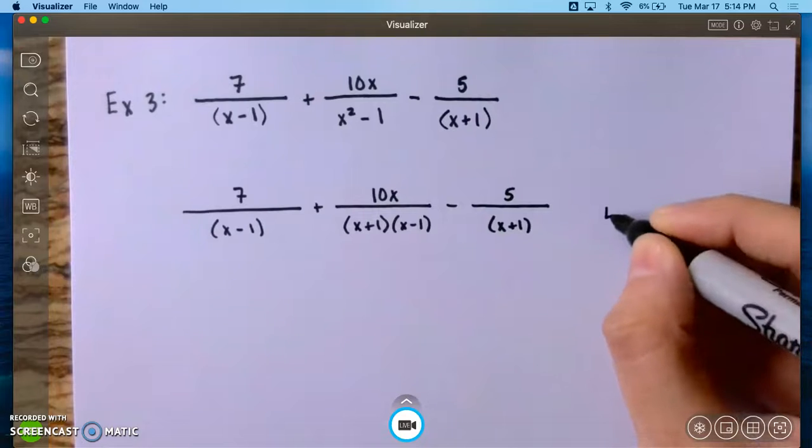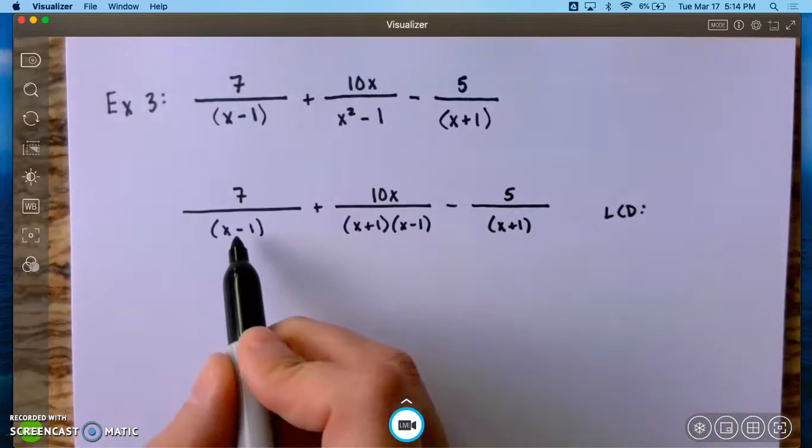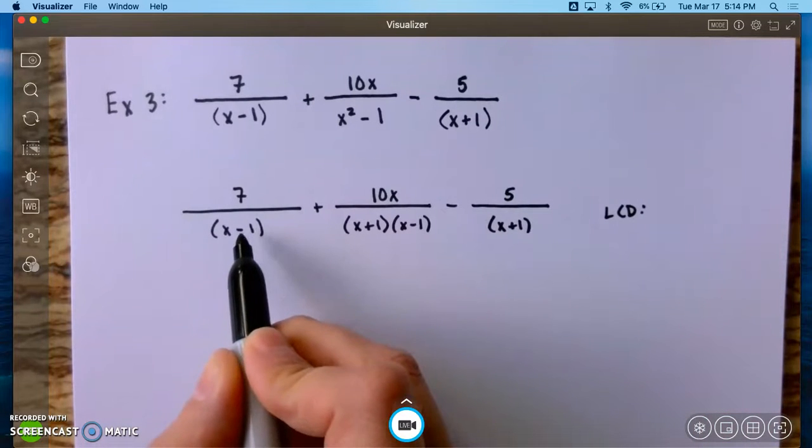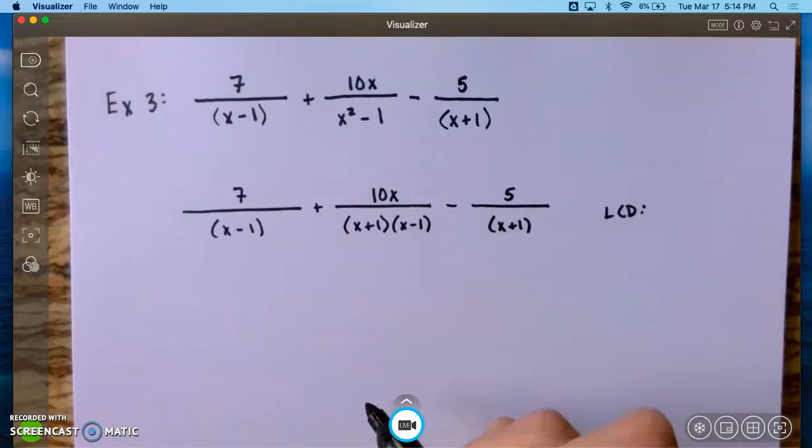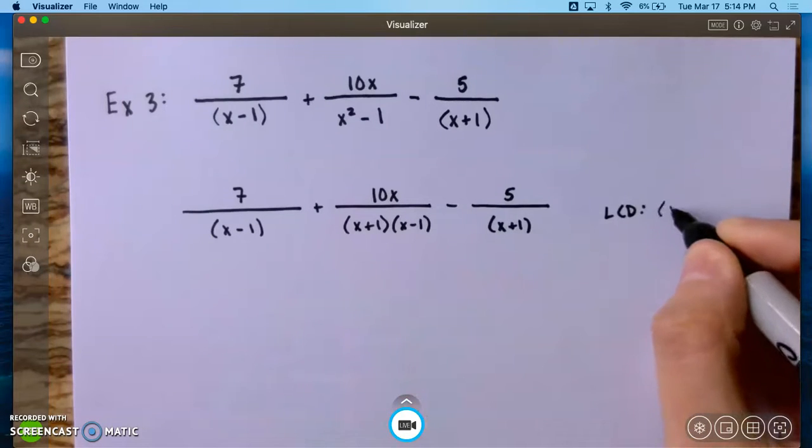So again, we want to find the LCD. We want to take a look. We have an x minus 1. Now the most number of times that we see an x minus 1 in a denominator is once. So we want to have one of those.